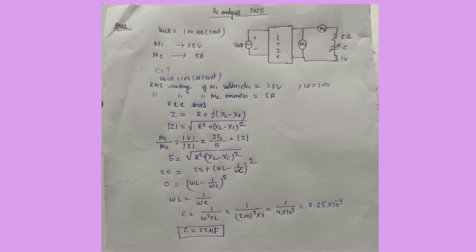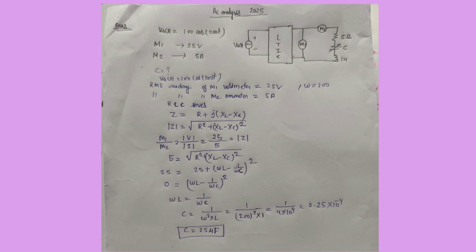Z equals R plus j(XL minus XC), and mod Z equals under root R square plus (XL minus XC) whole square. We know that V by I equals impedance, so 25 upon 5 is the impedance. We solve this: 25 equals 25 plus (omega L minus 1 upon omega C) whole square. We know that omega is given as 200.